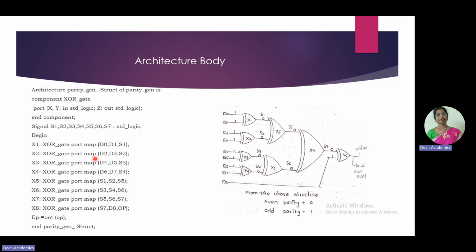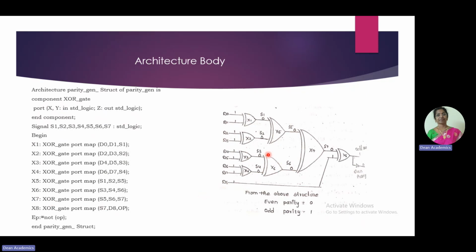X2 is XOR gate port map with D2, D3 and S2. That means X is port mapped with D2 and Y is port mapped with D3 and Z is port mapped with S2. Like that, X3 port map with D4, D5 and S3. X4, XOR gate port map with D6, D7 and S4, and X5 XOR gate port map with S1, S2 and S5, and X6 is XOR gate port map with S3, S4 and S6.